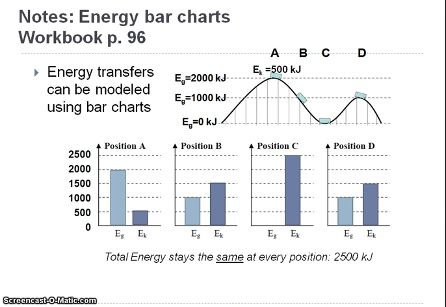It has to add up to 2,500 kilojoules, but you could see that it could change form. So it decreased some potential energy as it was going down, while the kinetic energy went up. It means it started moving faster as it was going down this hill.